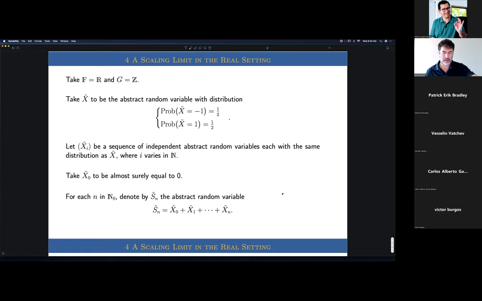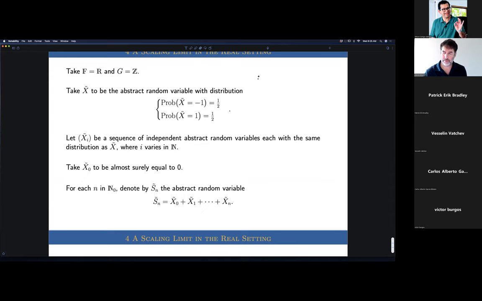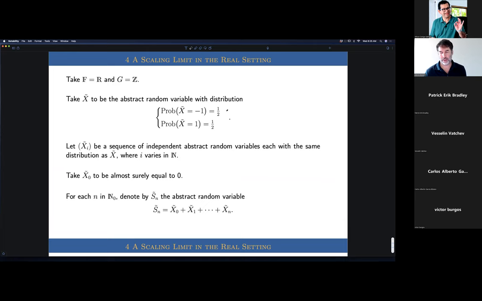So we take X tilde to be the abstract random variable with the following distribution. I have a picture in a sec, so I'll wait to do this. So you just move left and right with probability a half. It's important that the mean is zero. Otherwise, in the limit, you'll drift in one direction. It doesn't have to be this, and I'll comment on that at the end.